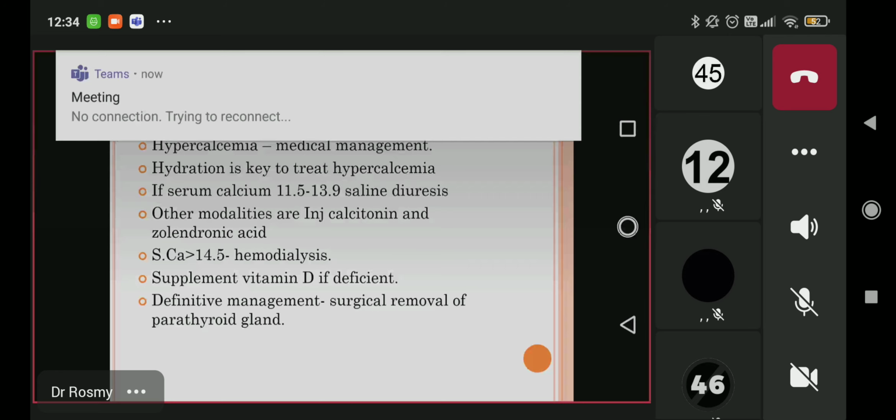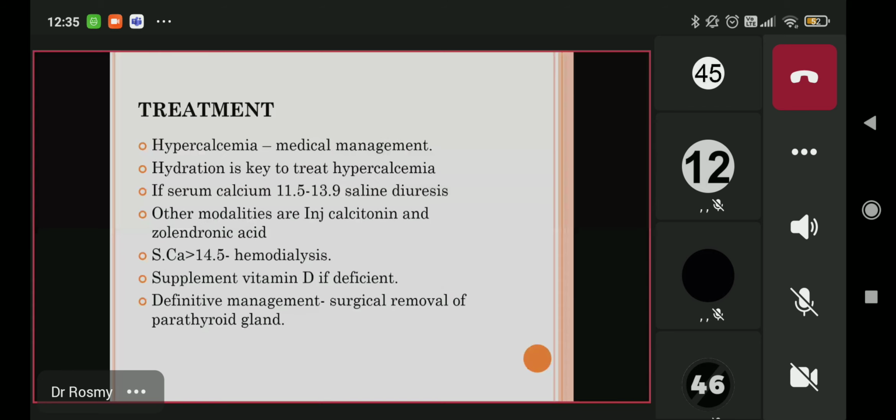then you have to maintain the hydration, following which if serum calcium is more than 11.5 up to 13.9 and it has not improved despite giving oral fluid, you are supposed to provide IV fluids, and only after that will you provide loop diuretics. Loop diuretics are nothing but furosemide, and we know that when we read about furosemide, a side effect is that it is going to cause loss of calcium in the urine. If that occurs, your serum calcium levels will improve. So that is why we use furosemide.